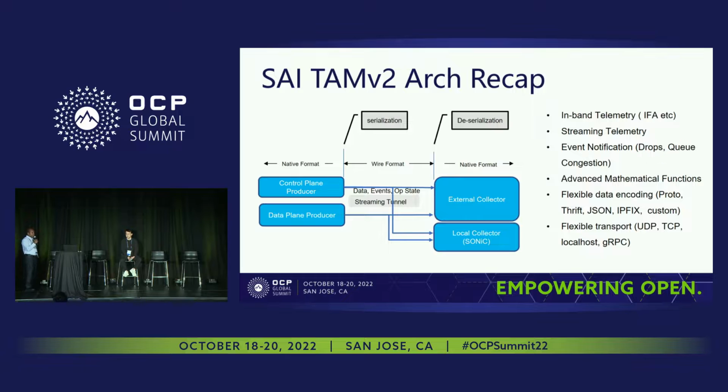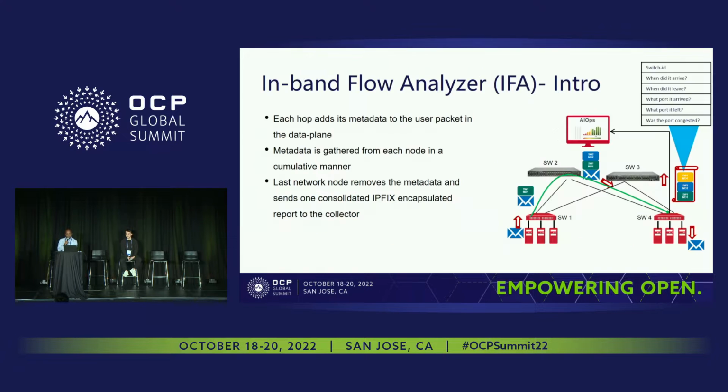So SAI is a sub-project of OCP, as you all know, and TAM v2, the telemetry and monitoring TAM specification, is specifically focused on telemetry features. And Broadcom has contributed all these features. I'm just recapping them here. So let's dive into IFA.